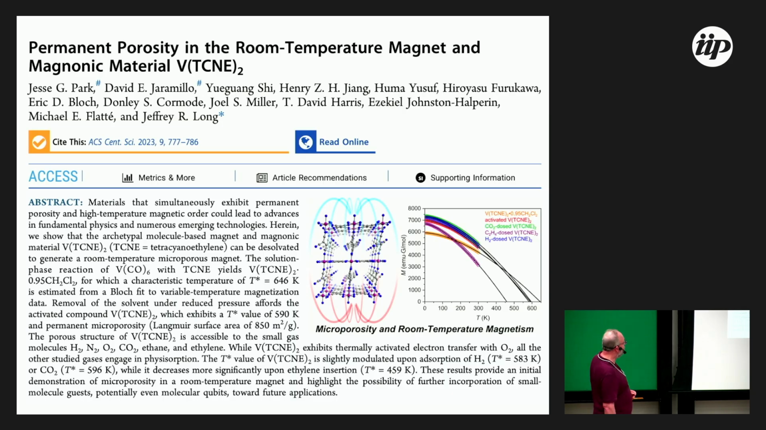Okay, but it turns out that you can actually load into these systems all sorts of molecules. You can load in hydrogen, nitrogen, oxygen, carbon dioxide, ethane, ethylene. They all go in, and you can get about 50% load in there, which means that it should be possible, without damaging the magnetic properties of the material, to put spins at various places within the material.